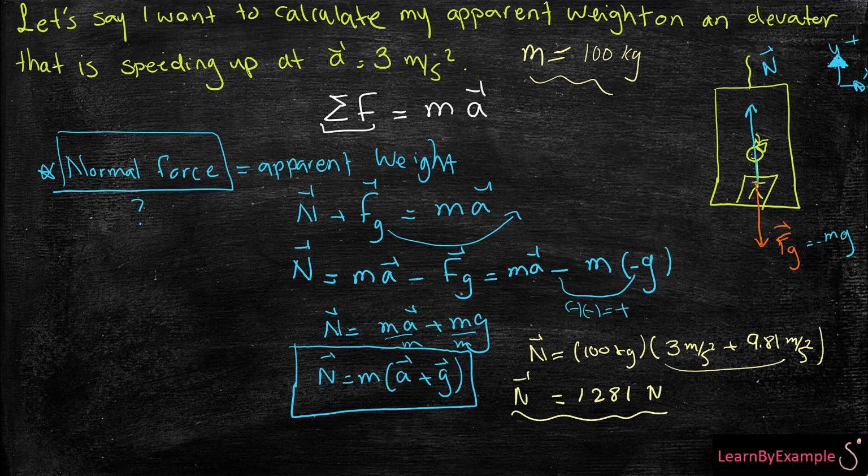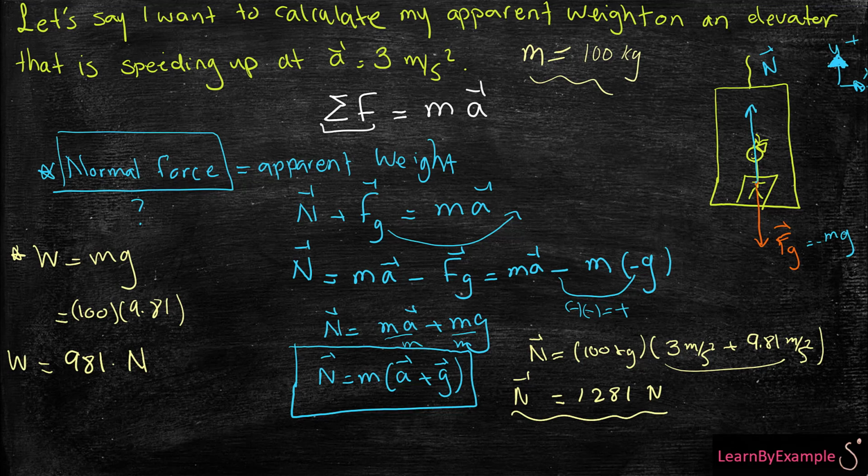Now, what is my real weight here in this question? I just want to find out, so I'm just going to do this over here. My real weight would equal mg, and that's my mass, which is 100, times 9.81, which is equal to 981 newtons.